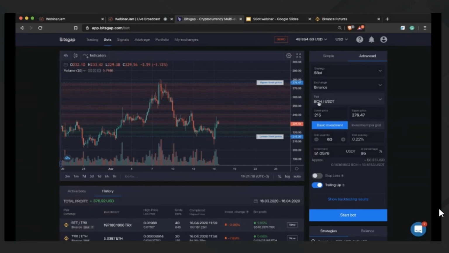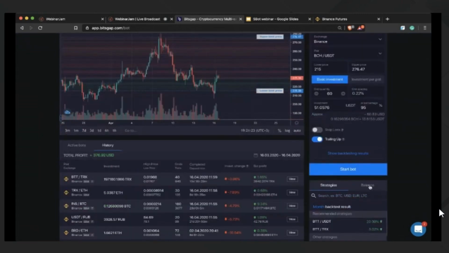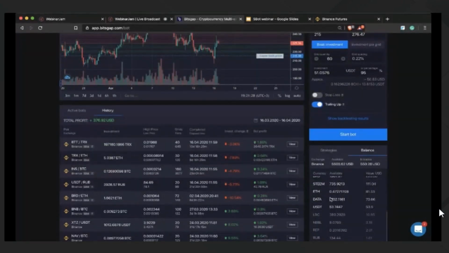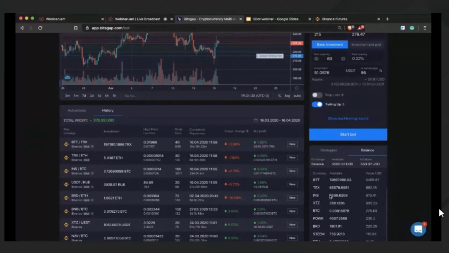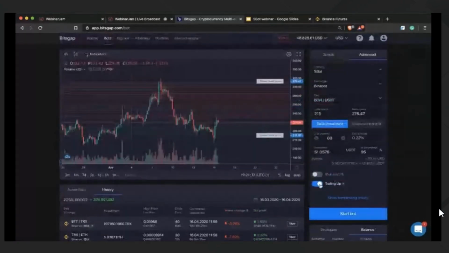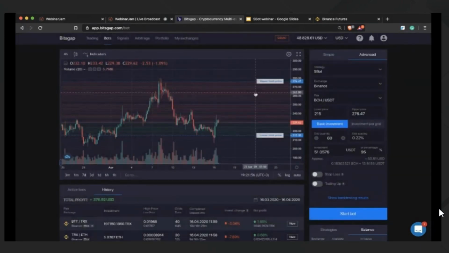So clearly, as of now, let me check if I have enough Bitcoin Cash on my balance. I click on balance and I can see that I don't have enough. I mean, I have zero. I have zero Bitcoin Cash. So when I press start the bot, this is what I get. It tells me that in order to initiate the bot, I must buy at current market price this full amount of Bitcoin Cash so that it would be able to set all of the sell orders right above. And then I click yes, buy.